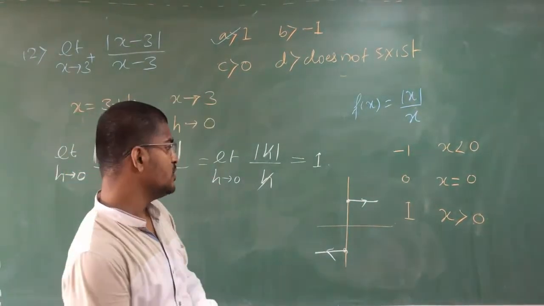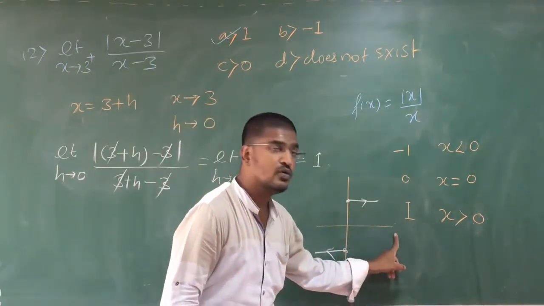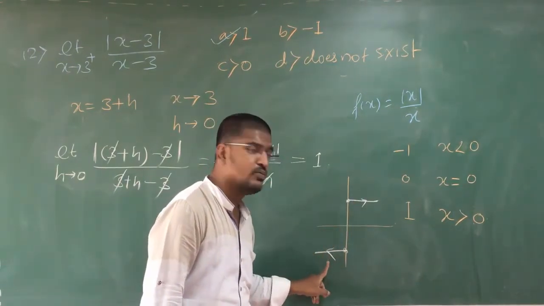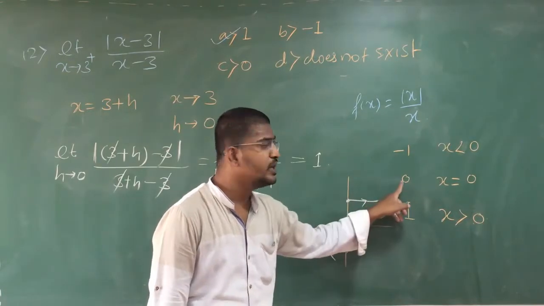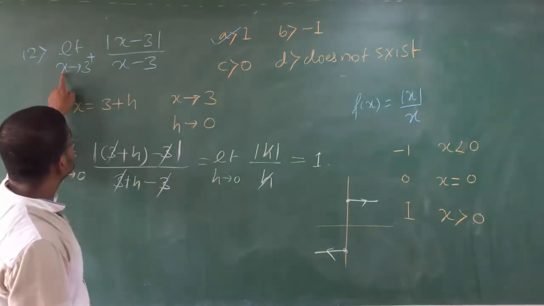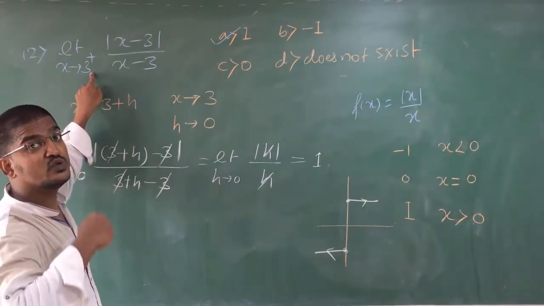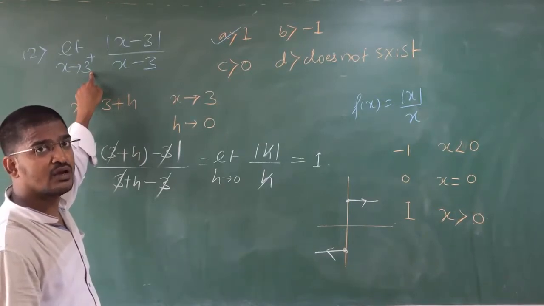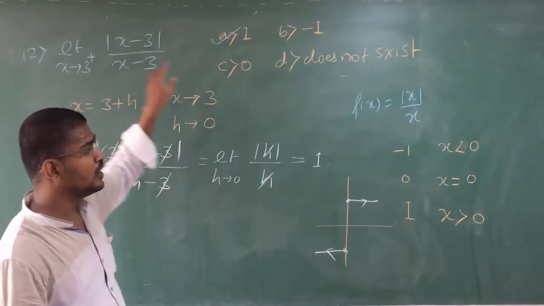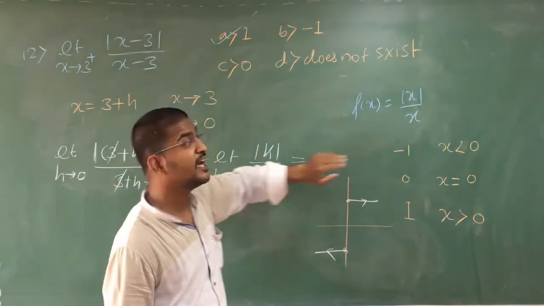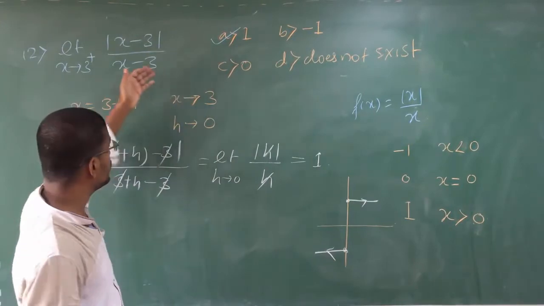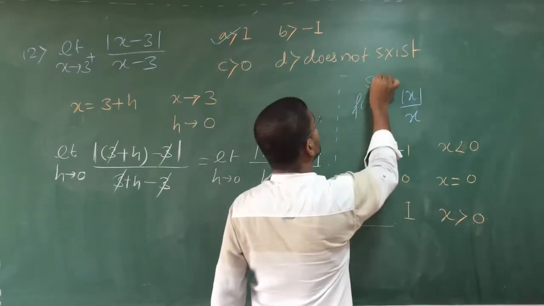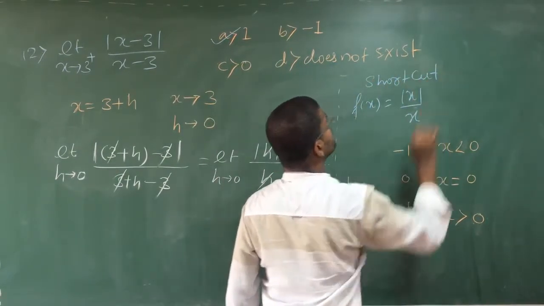How can you choose the answer? You all know for every x which is positive, it will be 1. For every x which is negative, it will be minus 1. At 0, it will be equal to 0. So see here, x tending to 3 plus, that means the positive side of 3, the right hand side of 3. Clear? If I go for the right hand side of 3, and you know this function and its properties, you can directly tell the answer is 1. There is no need of solving this.